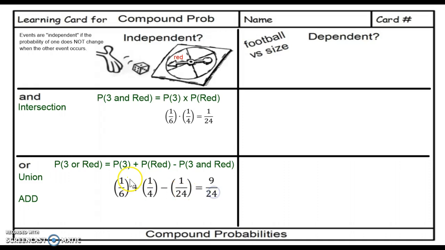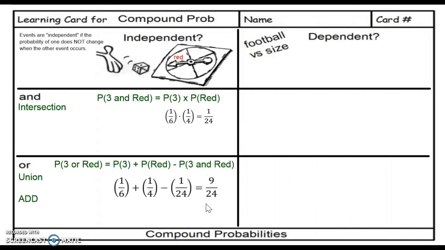So when we look at that probability, the probability of rolling a 3 is 1 out of 6. The probability of spinning a red is 1 out of 4, minus the probability of both happening, and we figured that out in the previous example. And then when you do all the math here, because of algebra, this is 9/24. So our probability would be 9 out of 24. Now, some people ask me, should we write our answer as a fraction or a decimal or a percent?